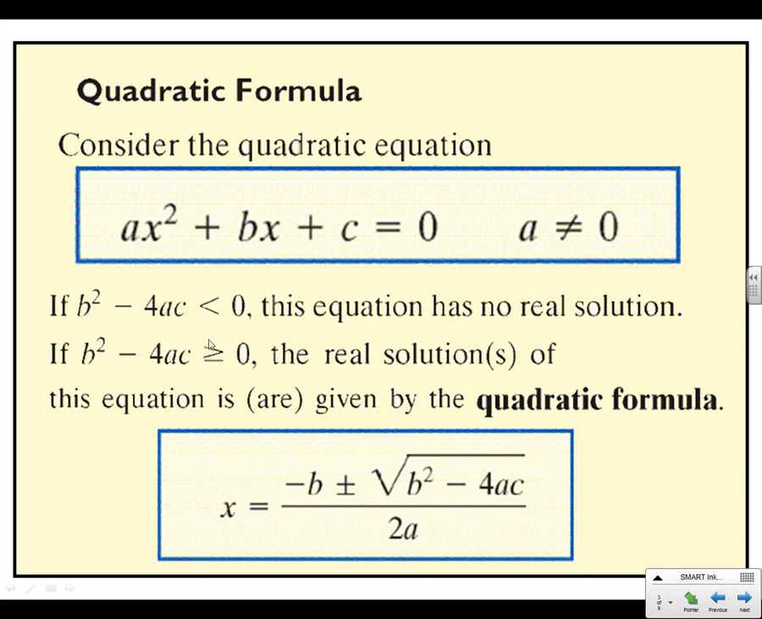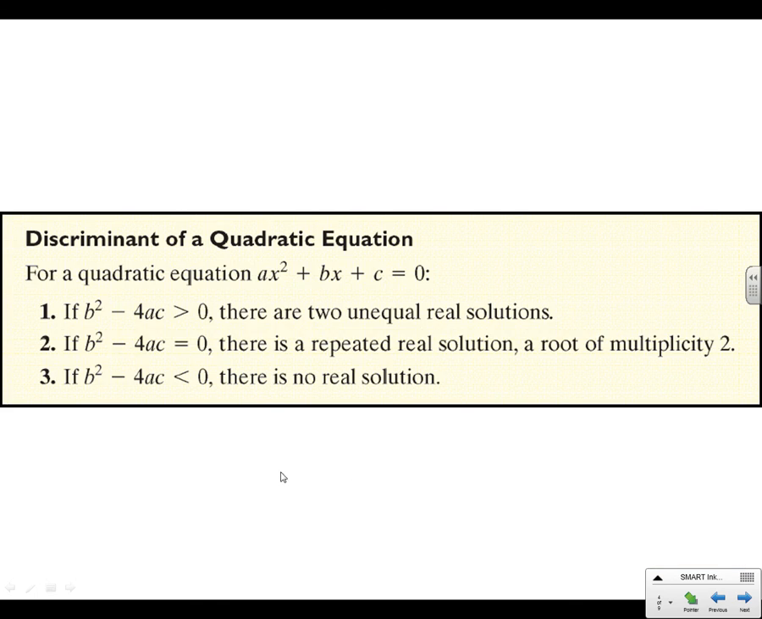All right. If b squared minus 4ac is less than 0, we're going to have no real solutions. We're going to have a negative under the square root here. Remember that you have to take the square root of a positive. So if b squared minus 4ac is negative, we're not going to have any real solutions. So we can stop there if we get a negative under the square root.